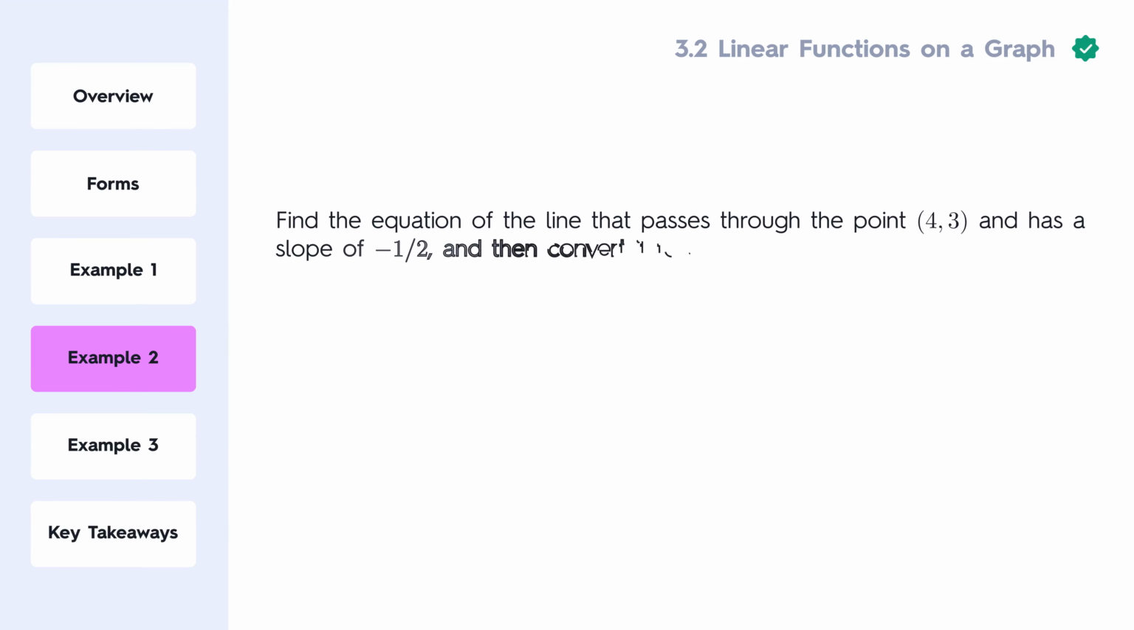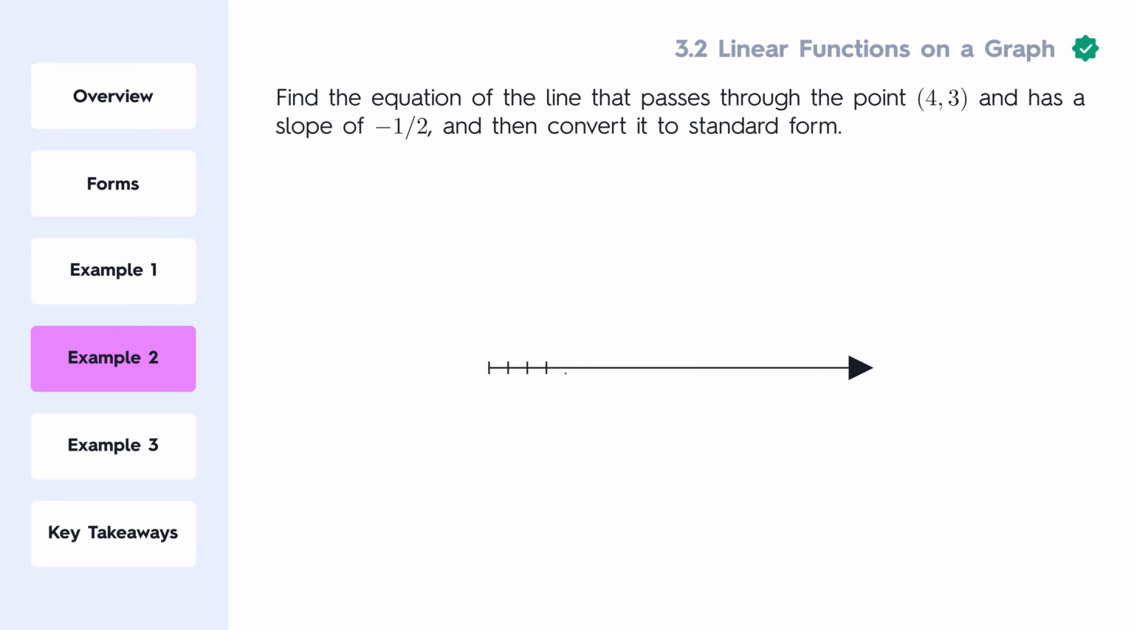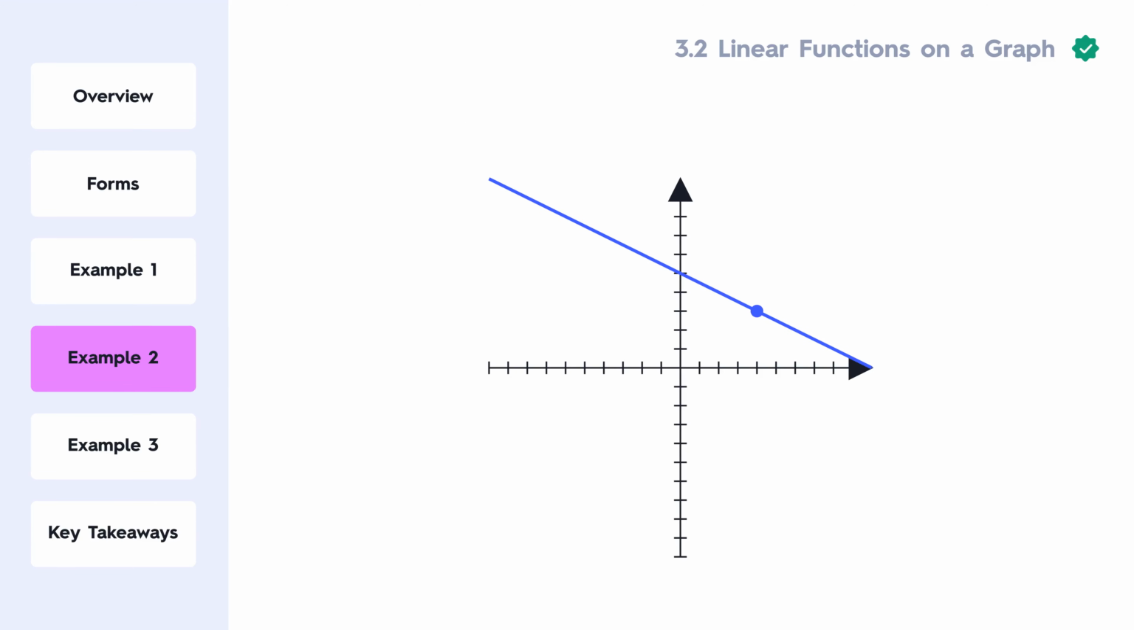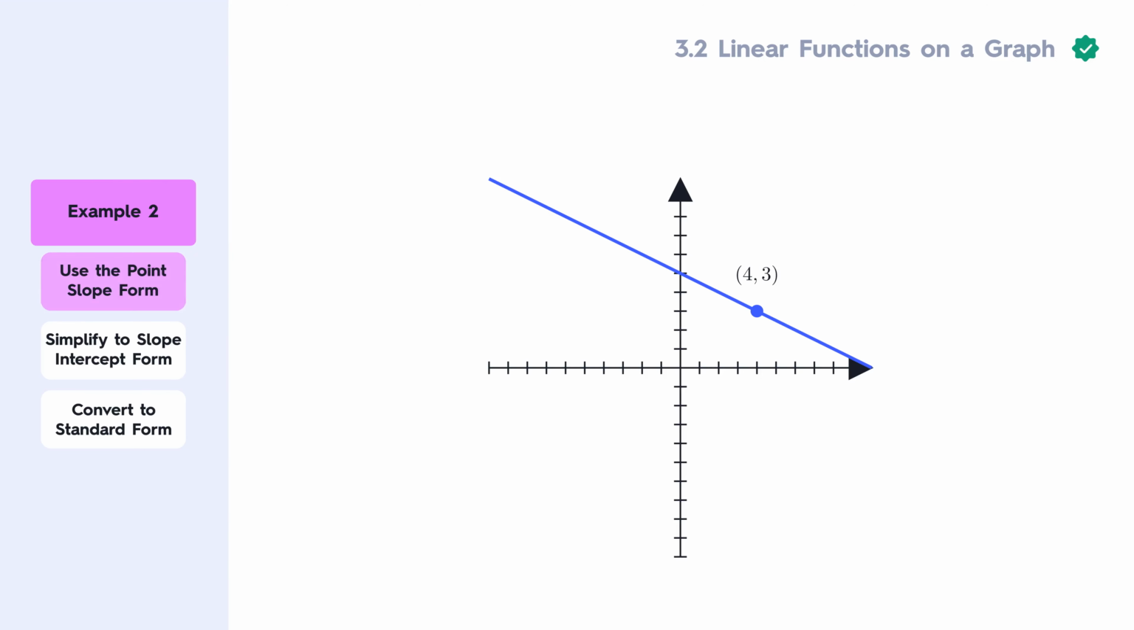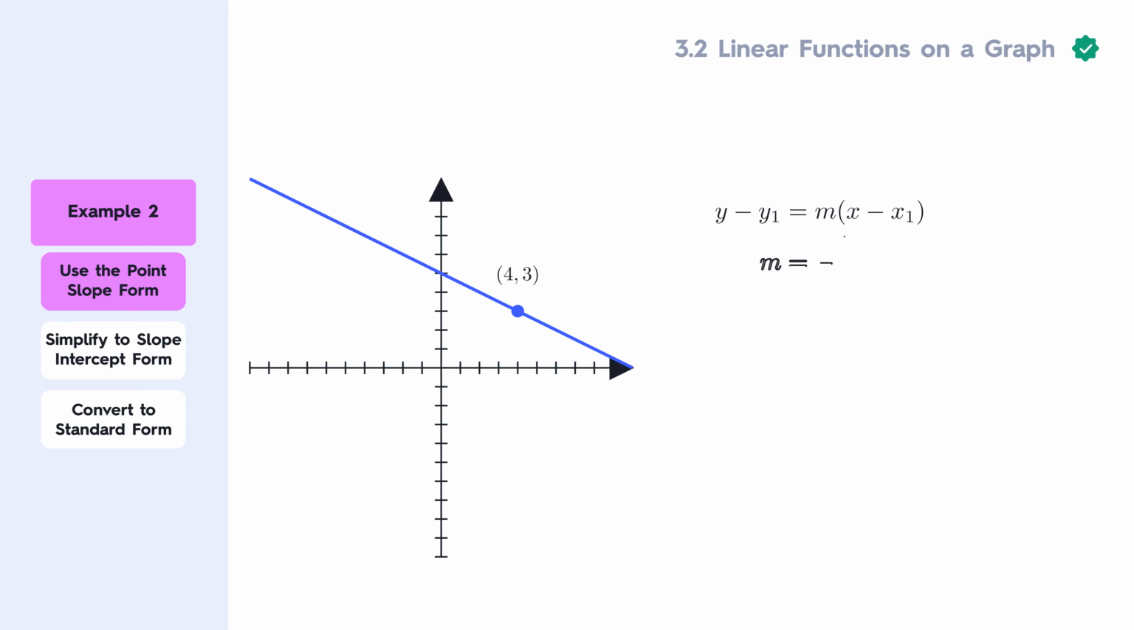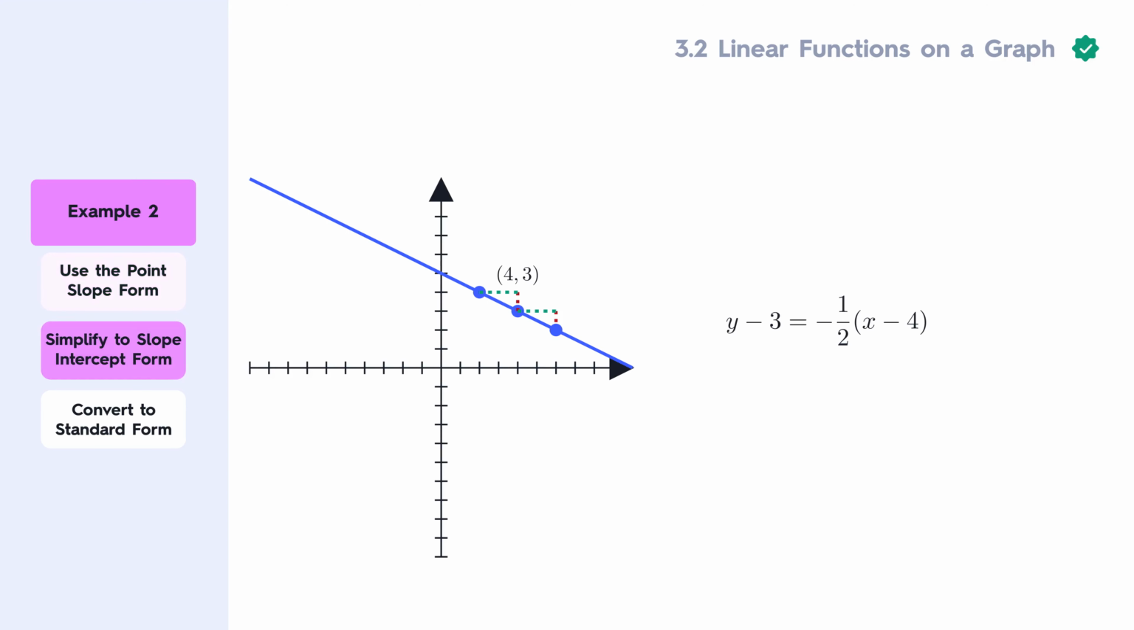This time, we'll find the equation of a line that passes through the point, 4, 3, with a slope of minus 1/2, and we'll convert it to standard form. We'll use the point-slope form equation, because in this exercise we are given the slope and the point the line passes through. Substitute the point, 4, 3, and the slope m equals minus 1/2 into the formula. Next, we'll simplify this equation into slope-intercept form. First, let's distribute the minus 1/2 on the right-hand side, and then, we'll add 3 to both sides to isolate y. So, in slope-intercept form, the equation is y equals minus 1/2 x plus 5.